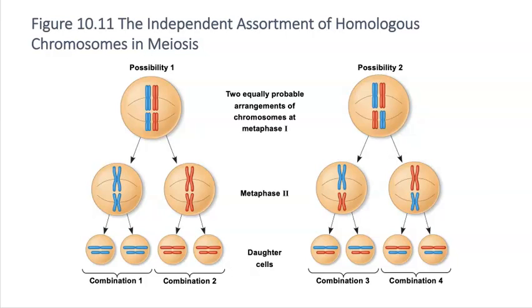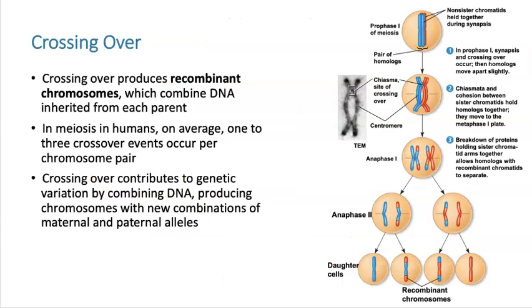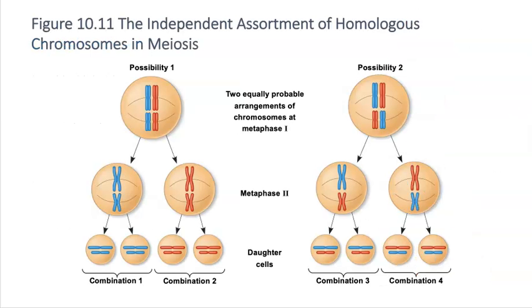So again, just another way of looking at this. You could line up on the same sides, or you can line up on those opposite sides. And you would get 4 different combinations in the gametes. Now, how does crossing over add to genetic variation? Because just to back up a second, the whole point of describing this independent assortment was to really understand how you have variation in the next generation, right?